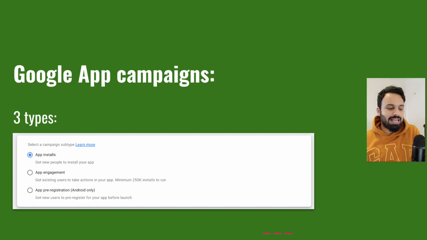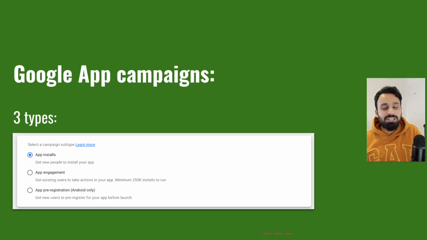Then the third one is app pre-registration, and it works only for Android campaigns. Let's say, for example, you are a big company, you have been working on developing a new app or a game for a year, and you don't want to launch your app and then slowly start the traction, getting users and installs, because you want to create a buzz before you actually launch your app on the App Store and Play Store.